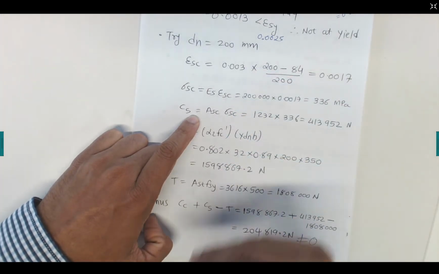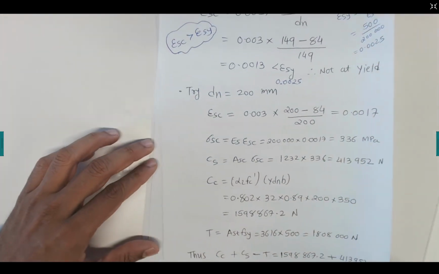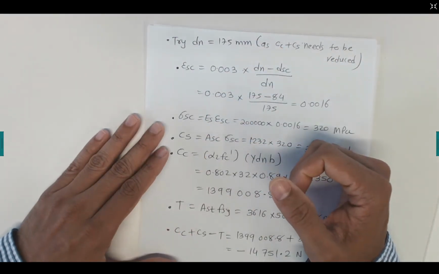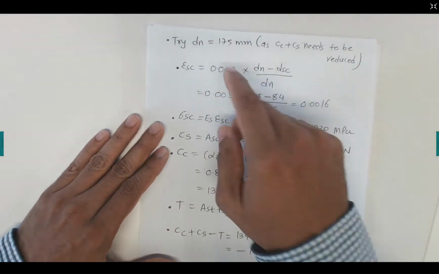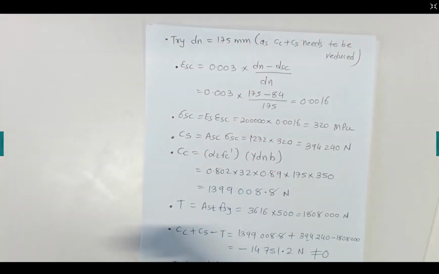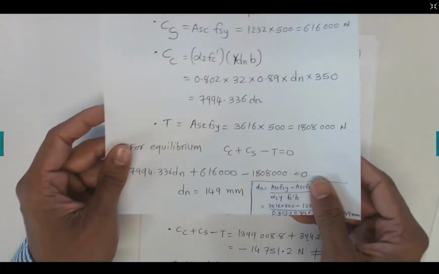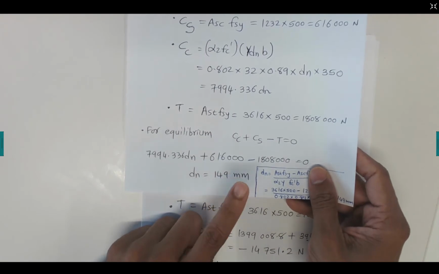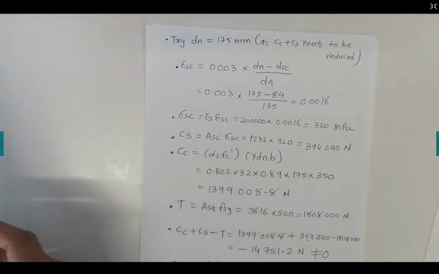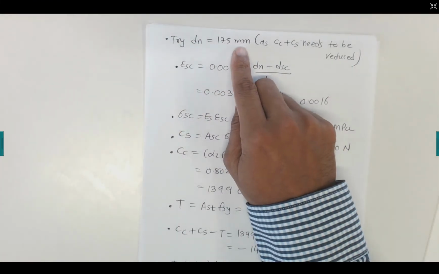149 is not correct, 200 is not correct. So we reduce the dn value a little bit, but we are not reducing it to less than 149. We always keep the initial calculation value. The first one is 149 millimeters and the second is 200 millimeters. There is a two-value range, and since neither worked out, we reduce to 175 millimeters and repeat the whole process again.